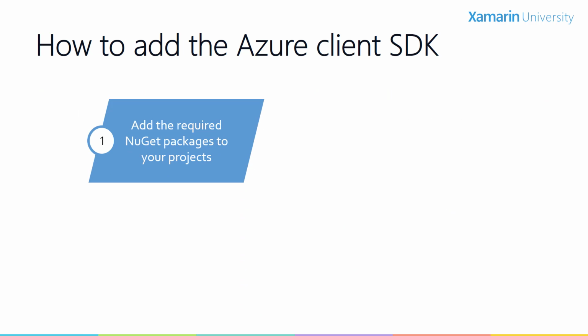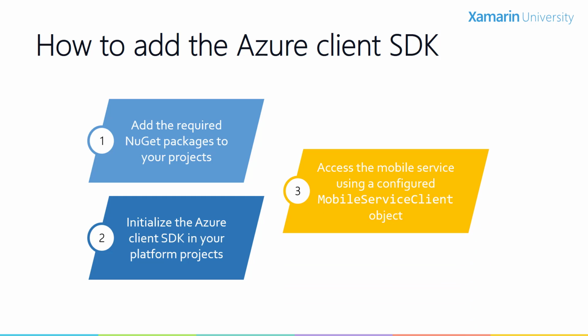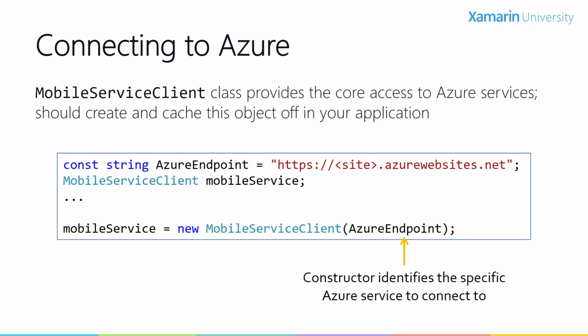So we'll add the NuGet. We'll initialize the library. There'll be a couple of steps necessary for initializing our library, so we'll look at those when we actually jump into the code. And then we'll start, of course, using our mobile service client object to go back and forth over the wire to our Azure endpoint. So once we know where we're going, of course, that's going to be our Azure website that we've just been working on.